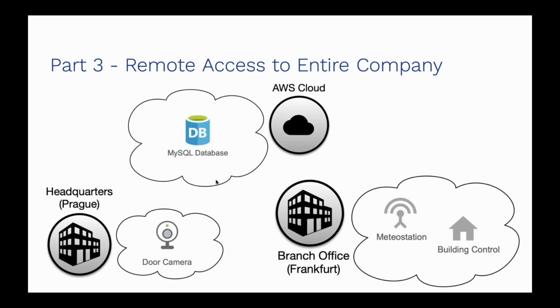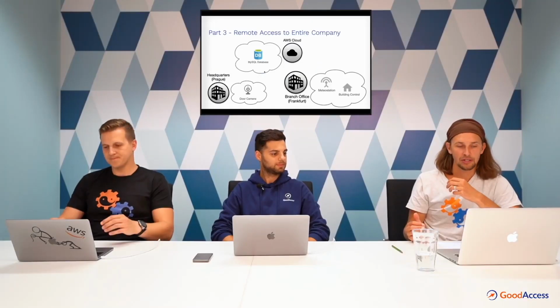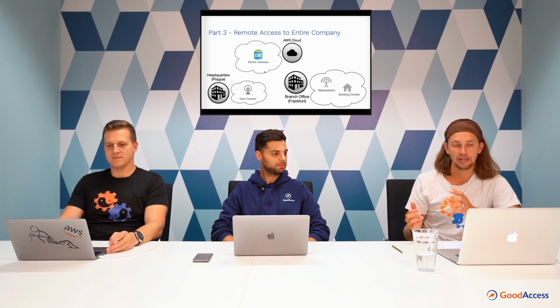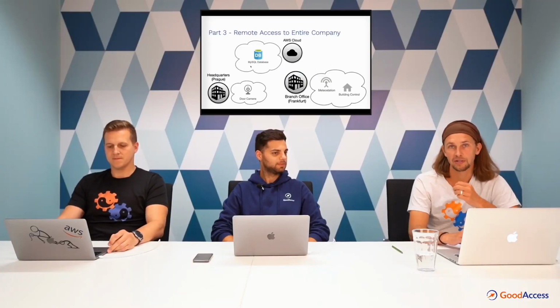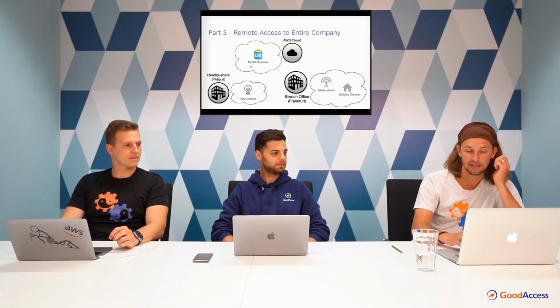The next step was the remote access to the entire company. In this case, we want to connect every single network which is part of the company. So at the moment we have one headquarters, we have a branch office in Frankfurt with the weather station and the building control, and we have the AWS cloud private network where we have our database server located, which is something our developers need to work with on a daily basis.